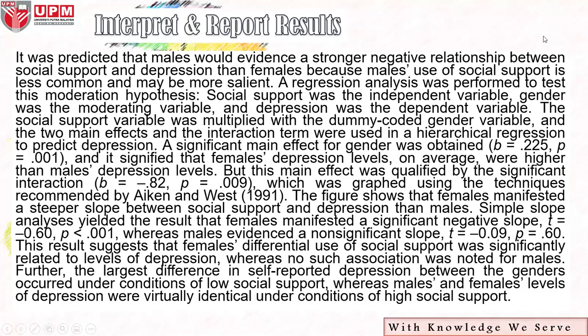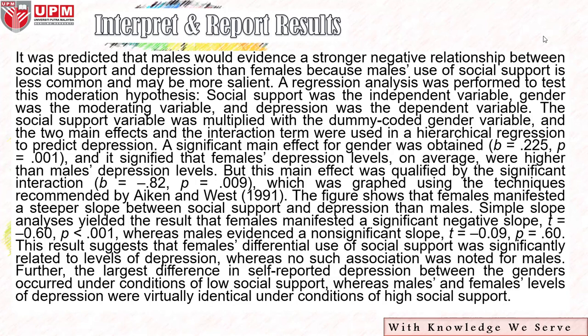Panjang sikit this one. Okay, it was predicted that males would evidence a stronger negative relationship between social support and depression compared to female because males' use of social support is less common and may be more salient. So a regression analysis was performed to test this moderation hypothesis, which is social support was the independent variable, gender was the moderating variable, and depression was the DV. So the social support variable was multiplied with the dummy coded gender, and then the two main effect and the interaction term were used in the hierarchical regression to predict depression.